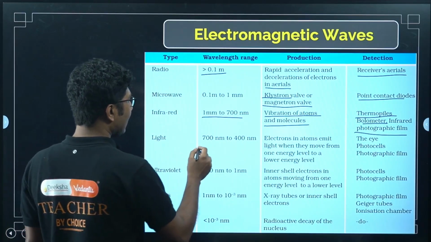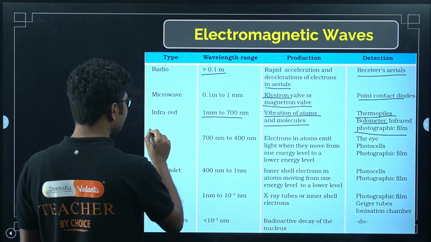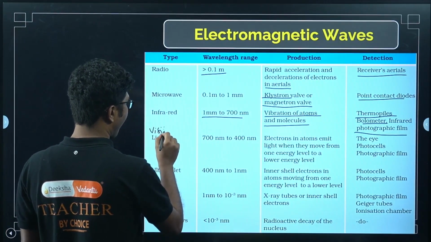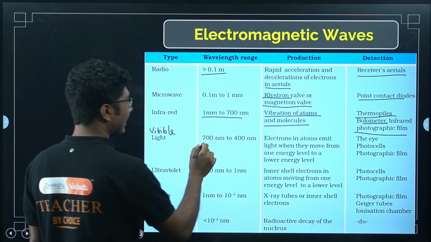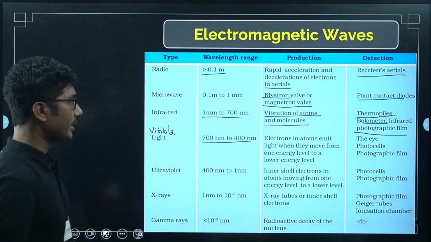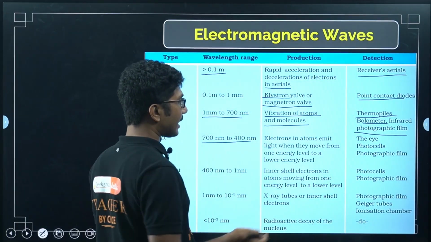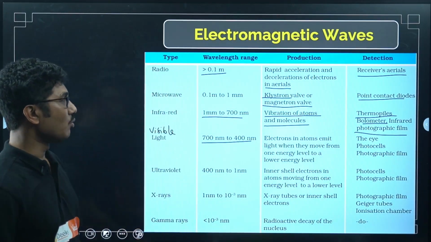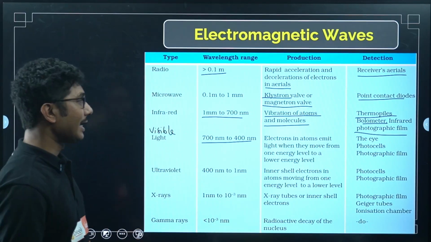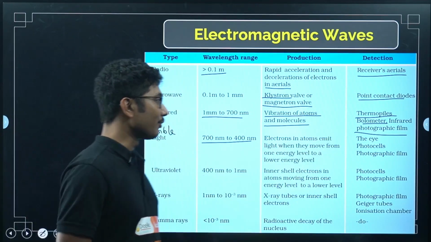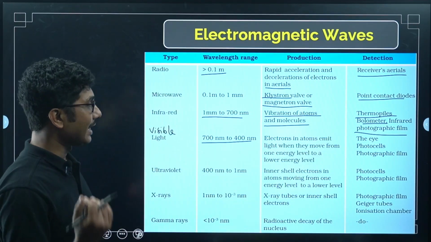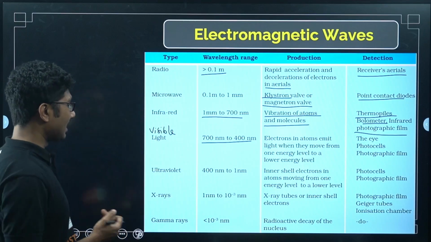Okay, normal visible light. This is visible light, and it has a range from 700 nanometers to 400 nanometers. Electrons in atoms emit light when they move from one energy level to another, right? The eye, photocells, and photographic films can all detect normal visible light.